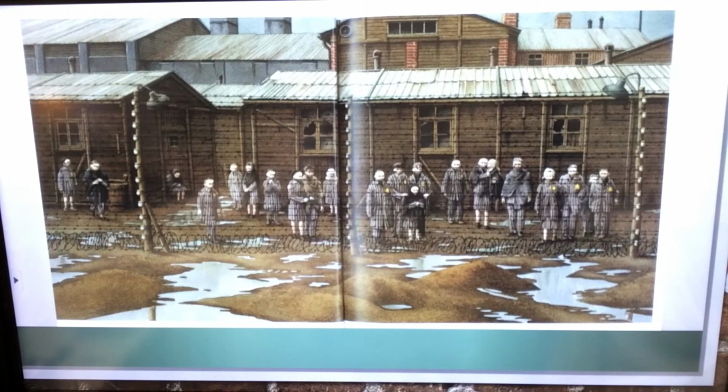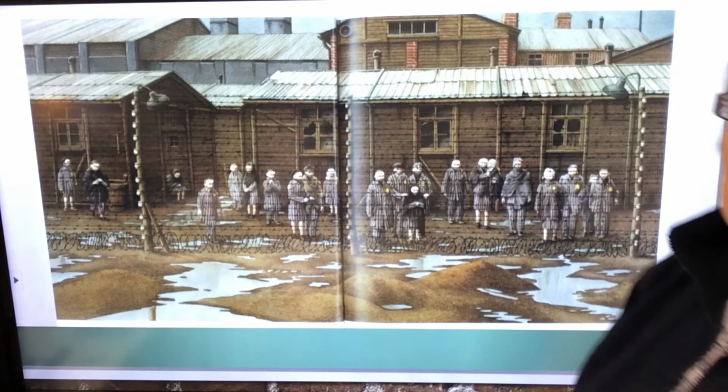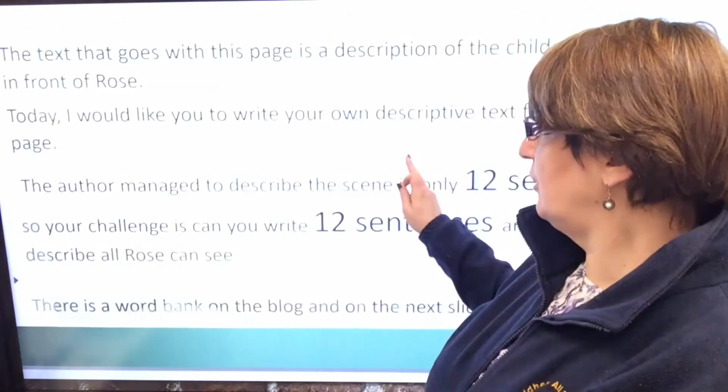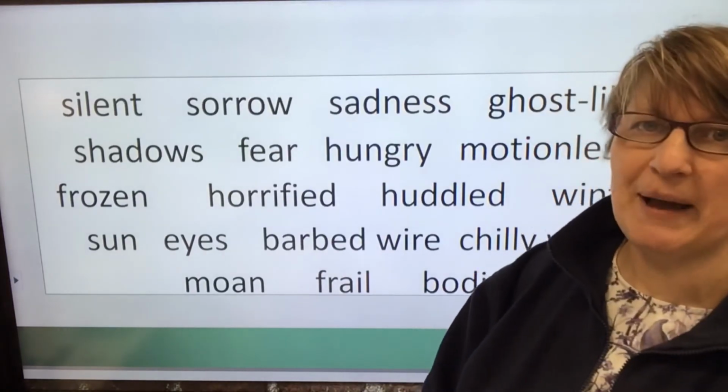You could think about what she can see that is different to her. So maybe she notices their clothes. Maybe she thinks that she doesn't quite understand what they're wearing. The children huddled together in their stripy clothes, each one wearing a yellow star. That would be a good sentence. I leave you to think, what could you put? You can magpie some of my ideas. You can use the bank of words.